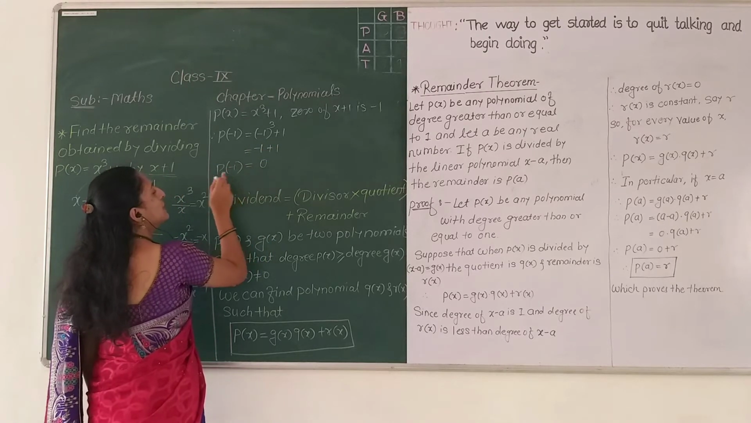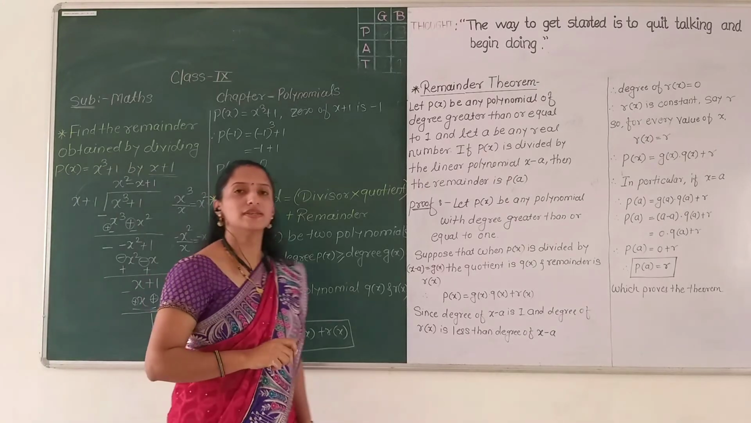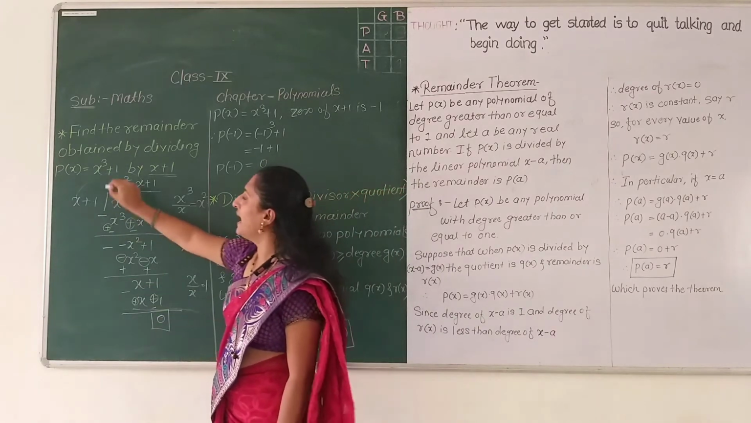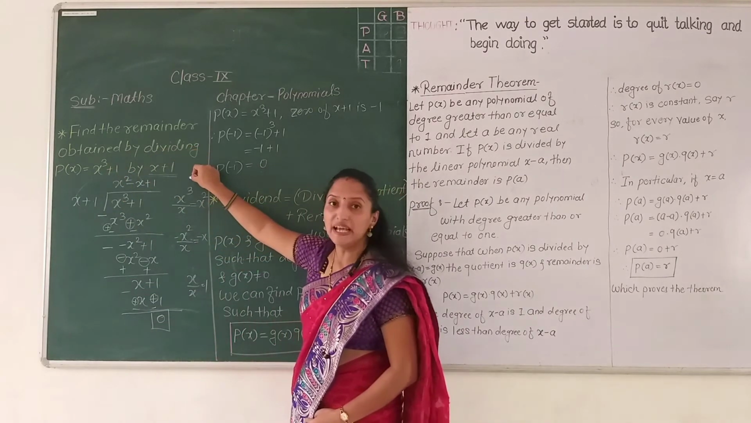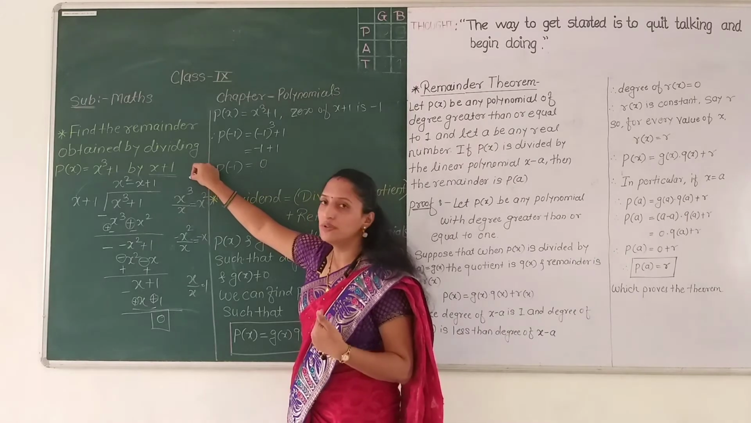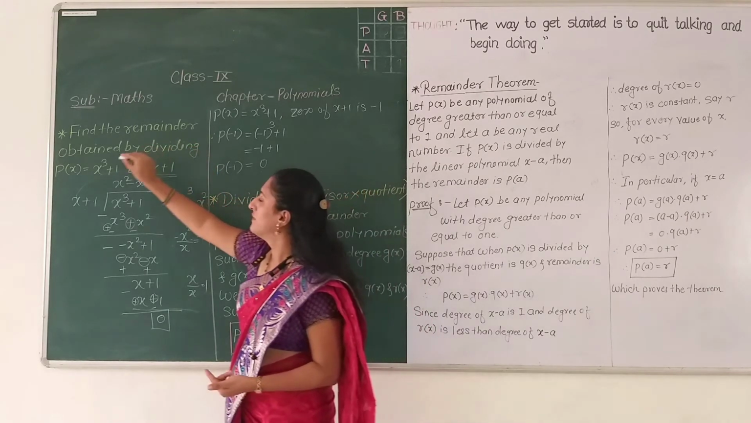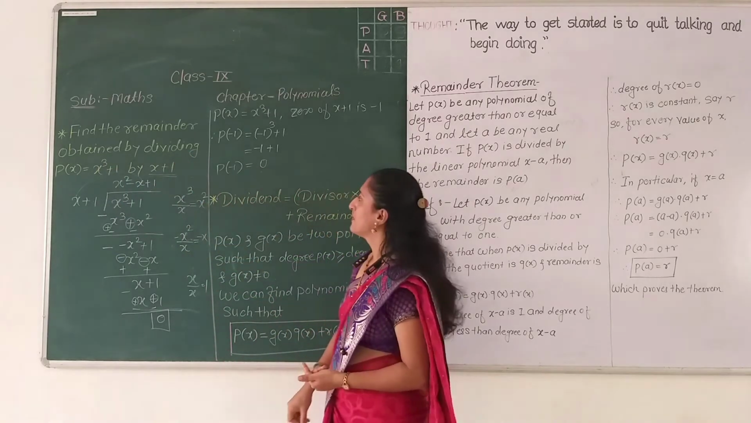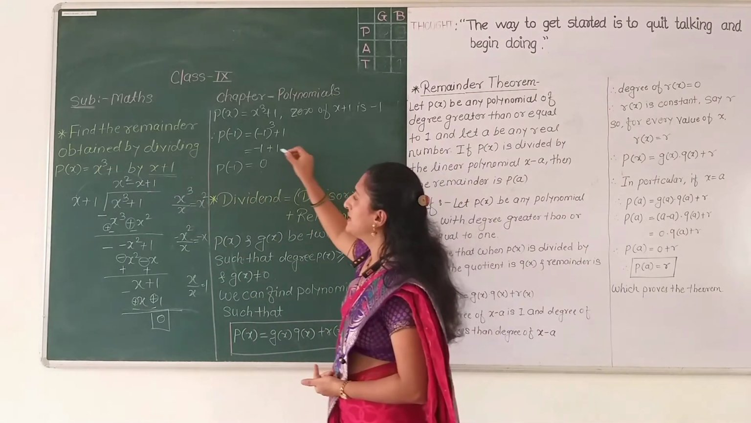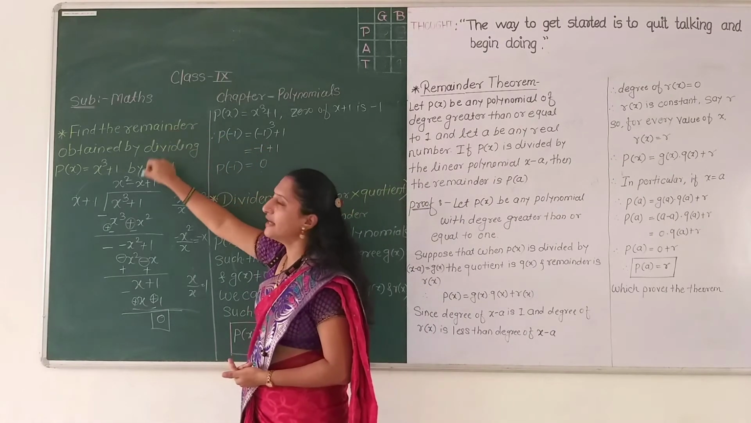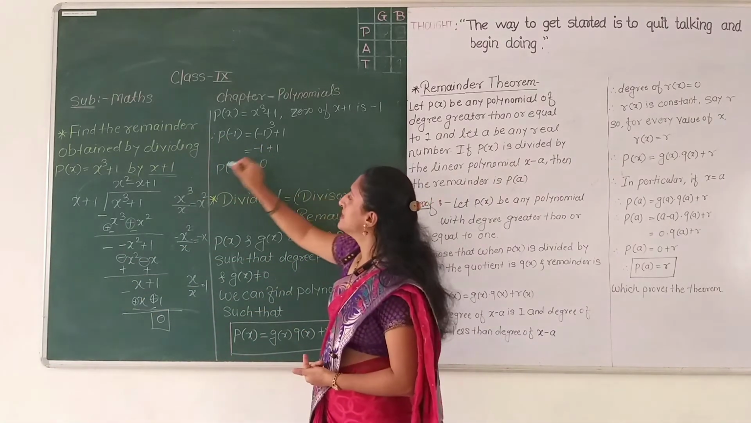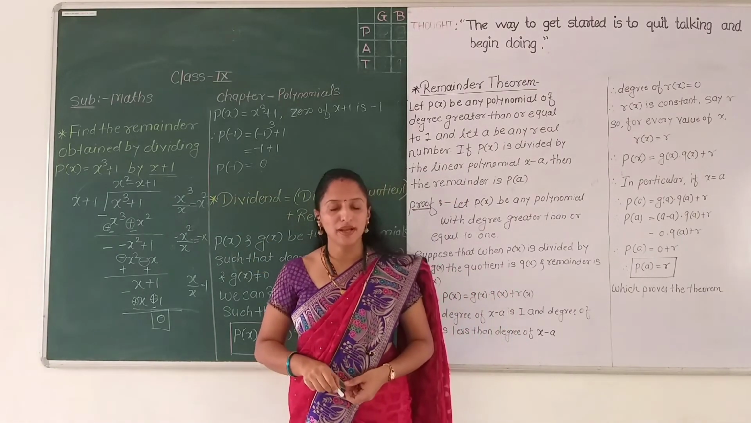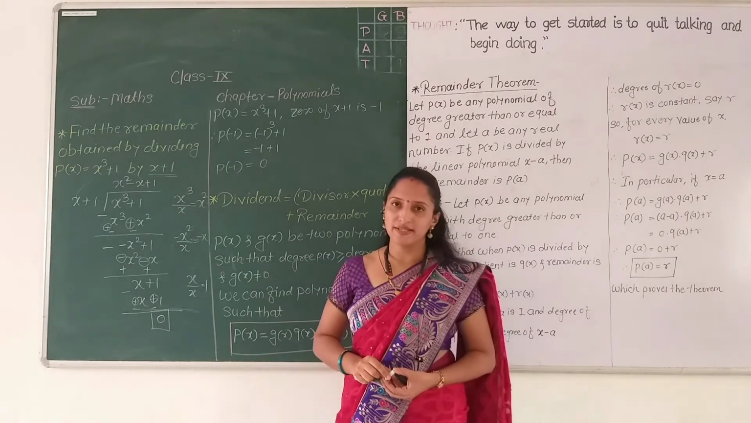That means we get p of negative 1 is equal to 0. That is here 0 is the remainder. So when we divide a polynomial by a linear polynomial, we can find the remainder of the polynomial by using the 0 of the divisor.